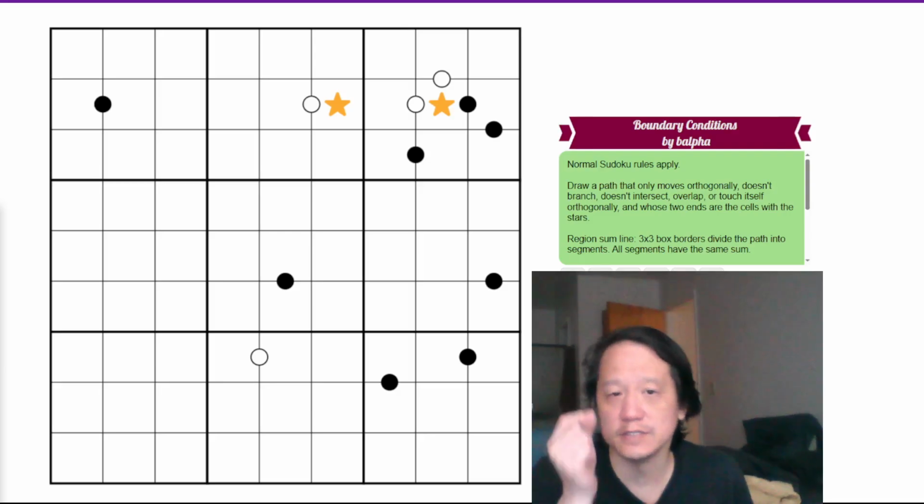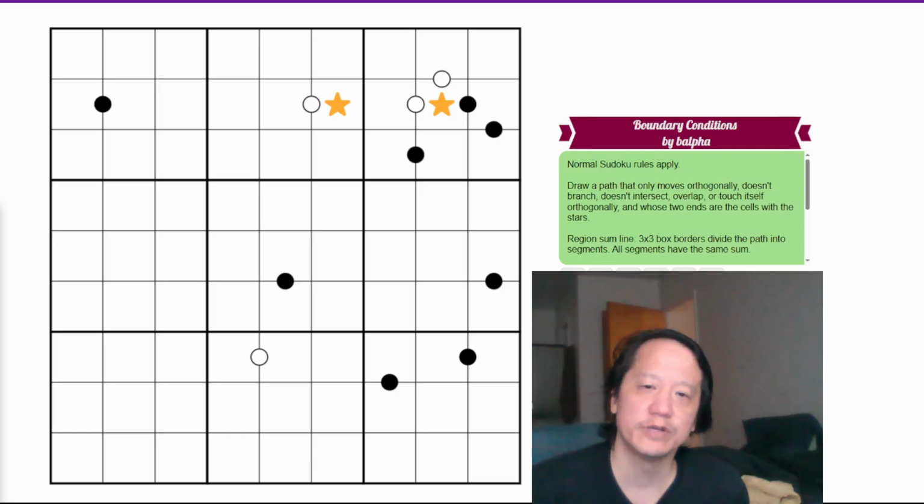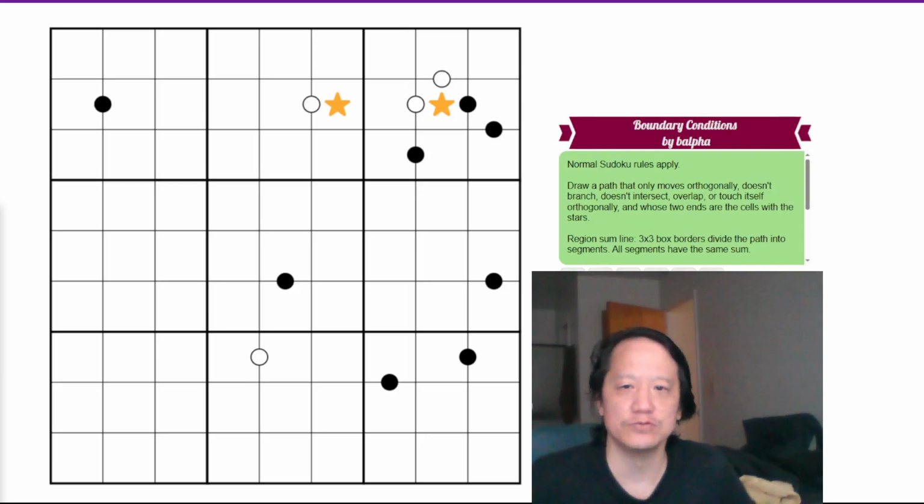And take that easiness with a grain of salt, because it's considered easy by the people on the Logic Masters Germany forum, and there's a lot of really smart people there. Today's puzzle is called Boundary Conditions by B Alpha, and here are the rules.